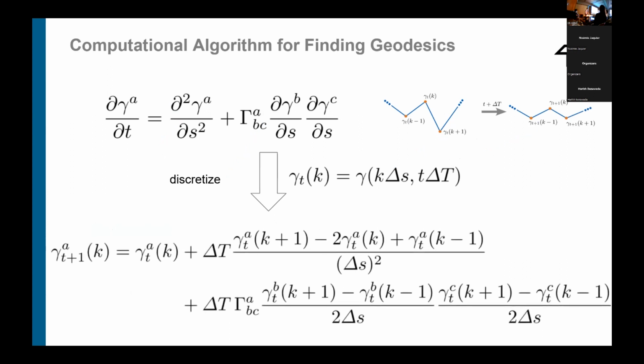And this is what we get. Looks a bit complicated, but actually it's not that complicated. I will just talk about the components component-wise. So this one here is just the discretization of the second derivative in space. This one here is the first derivative in space, but using central differences, right? So it's not a forward difference, it's a central difference.